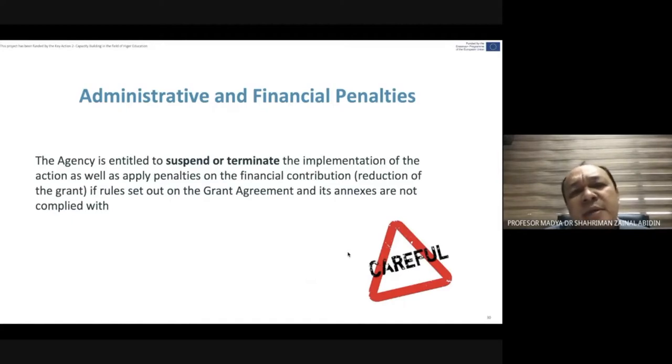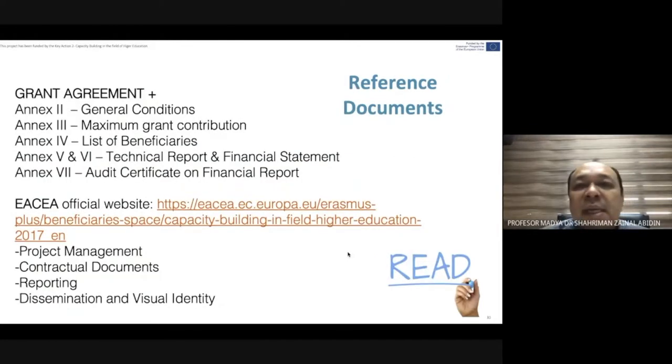And then on the administrative and financial penalty, the agency is entitled to suspend or terminate the implementation of the action, as well as apply a reduction of the financial contribution or deduction of the grant, if the rules set out in the grant agreement and its annexes are not complied with. So we need to be careful on purchasing matters, because we can be suspended and terminated.